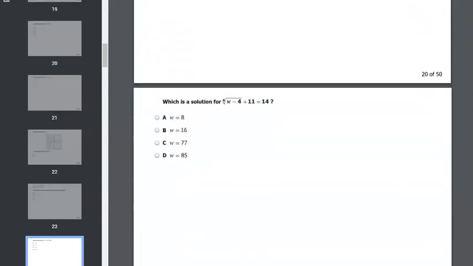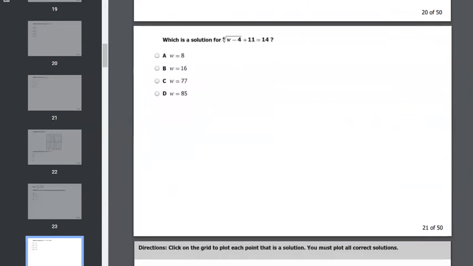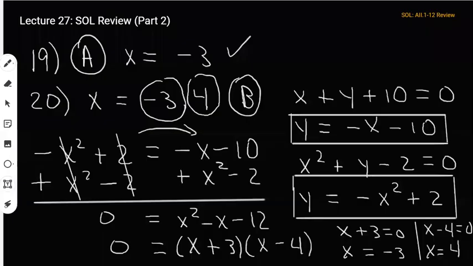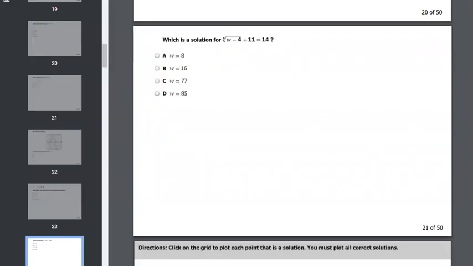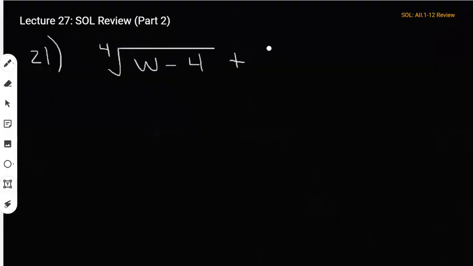Okay, let's look at 21. This is another radical equation. This one is a fourth root. You can tell because the index is 4 on this radical symbol. So the fourth root of w minus 4, plus 11, is equal to 14.